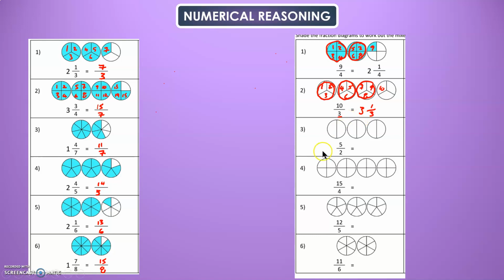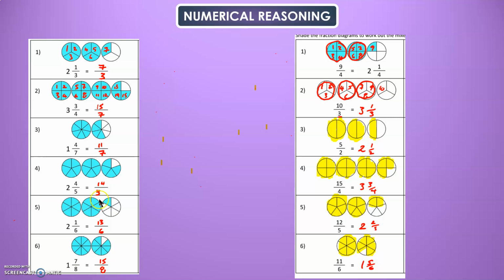Okay, so hopefully you had a go at that. Let's have a look at the answers. Okay, there are the answers. Hopefully you got those correct. So counting them out, for question 3, it's 5 different sections, so that's 2 and a half. Question 4 is we got 3 3/4. Question 5, 2 2/5. And 6, we've got 1 5/6.